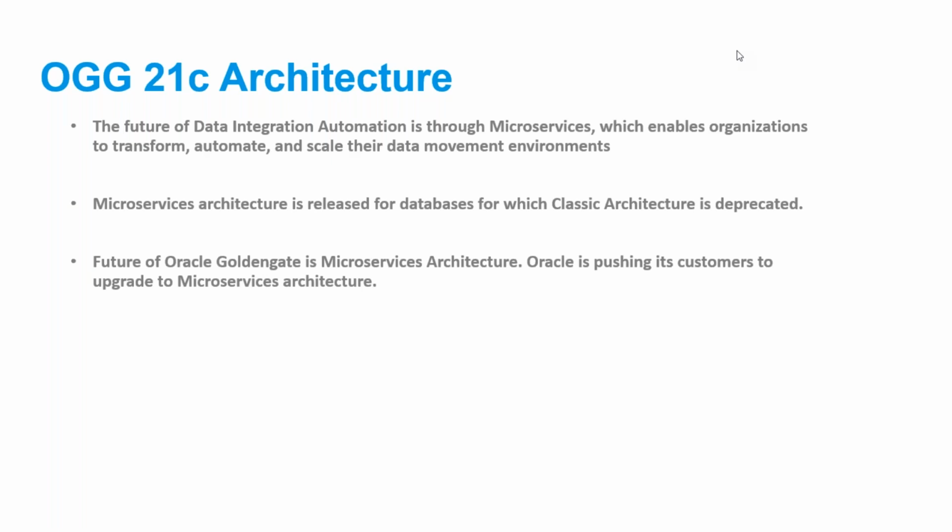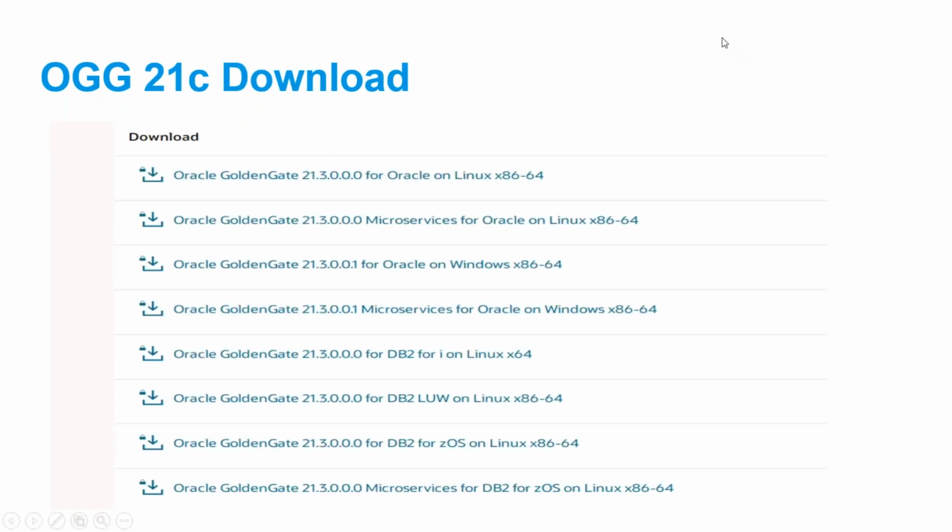Microservices architecture is released for databases for which classic architecture is deprecated. The future of Oracle GoldenGate is microservices architecture. Oracle is pushing its customers to microservices architecture. So Oracle is really pushing its customers to use microservices architecture.